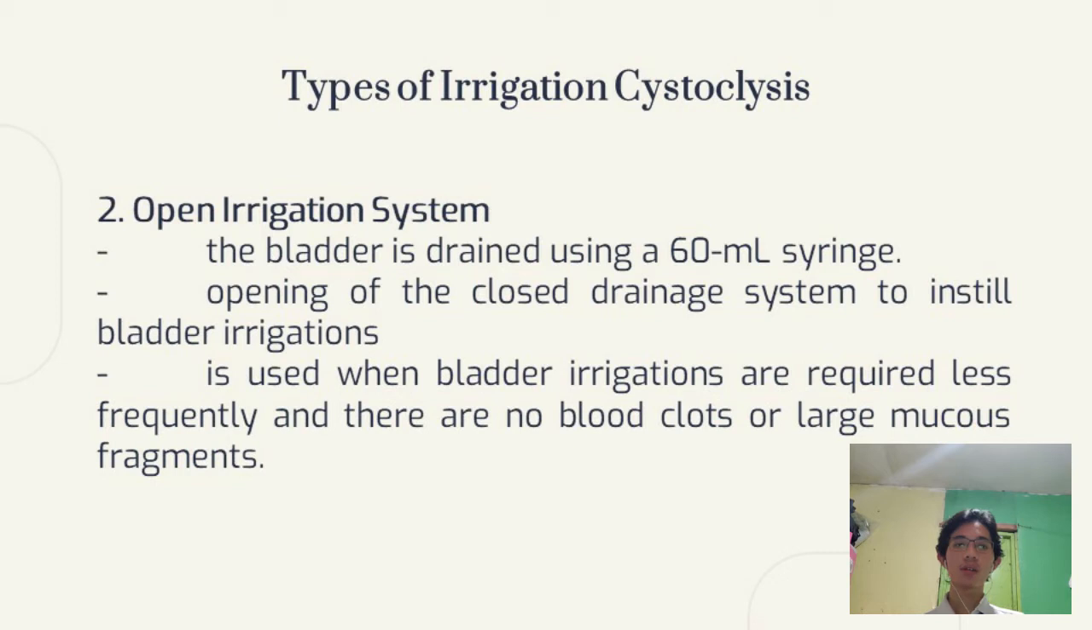Second is open irrigation system. The bladder is drained using a 60 ml syringe. This involves opening of the closed drainage system to instill bladder irrigations, and is used when bladder irrigations are required less frequently and there are no blood clots or large mucus fragments.